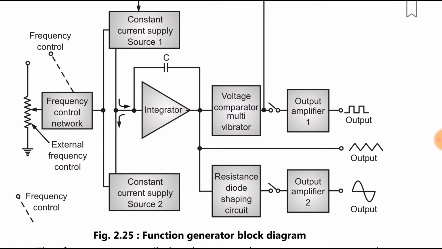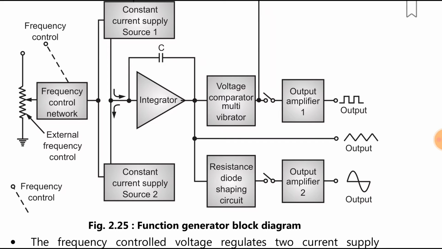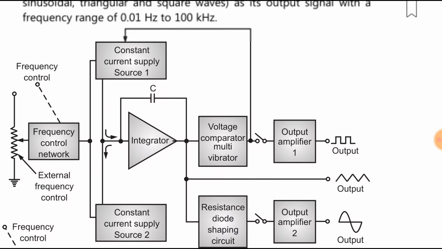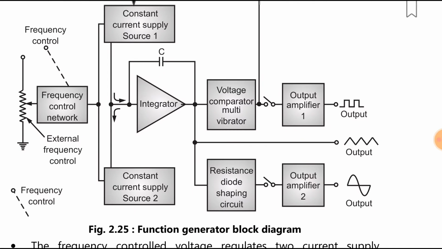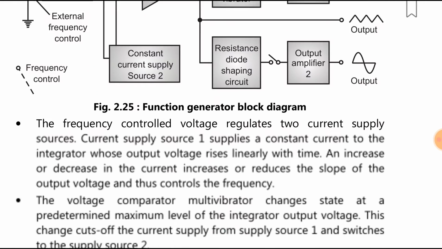So this is a block diagram in which you can see at the input a frequency control network is there, then constant current supply source 1 is there, integrator circuit is there, constant current source 2 is there, voltage comparator multivibrator is there, then output amplifier at which you are getting square wave, then triangular wave at the integrator output, then resistance diode shaping network is there, then output amplifier and sine wave. So this function generator generates sine, square and triangular wave.